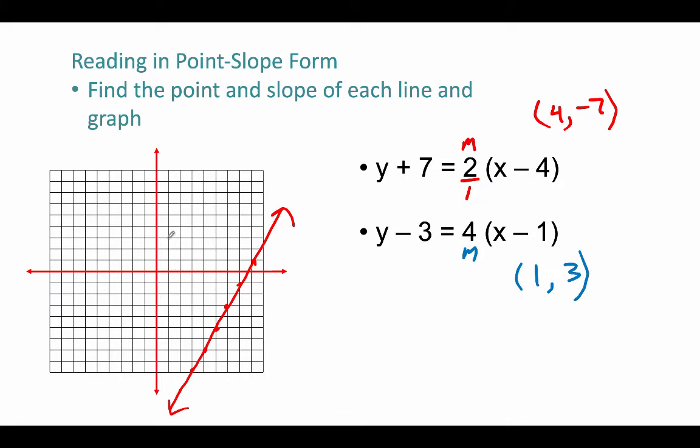1, 3. And then I apply a slope of 4, 4 over 1. Rise over run. Up 4, right 1. Down 4, left 1. Ooh, there's a nice y-intercept of 1. And then we connect the dots, and I got close enough.